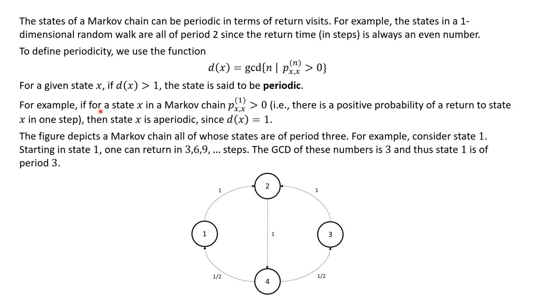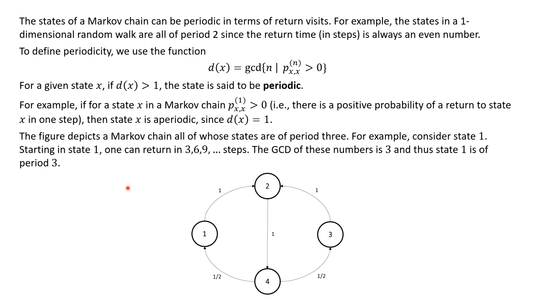This is not periodic, but for example, if for a state x in a Markov chain we have a positive probability of returning to state x, starting from state x in 1 step, then the state x is aperiodic, since the GCD would be 1 in that case.